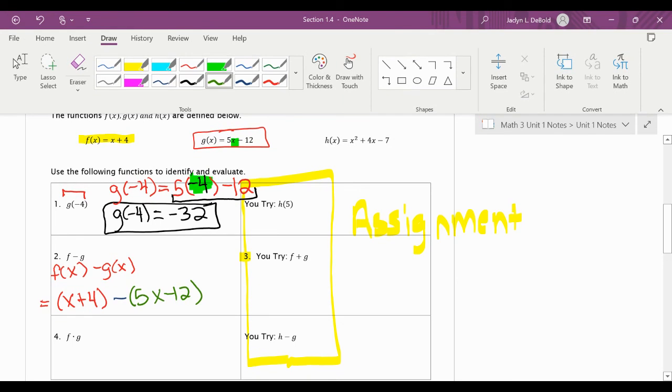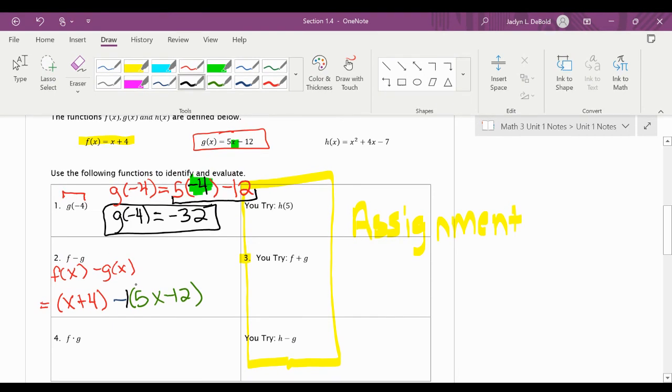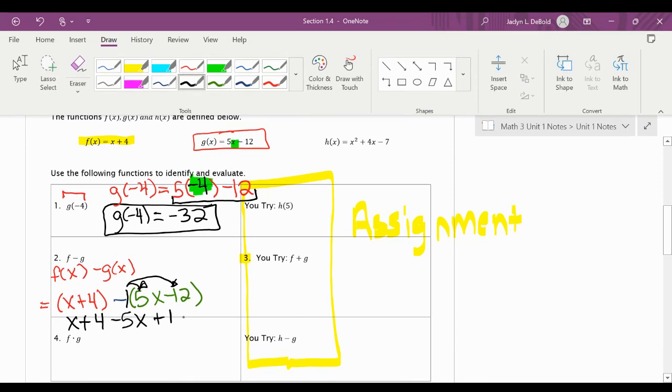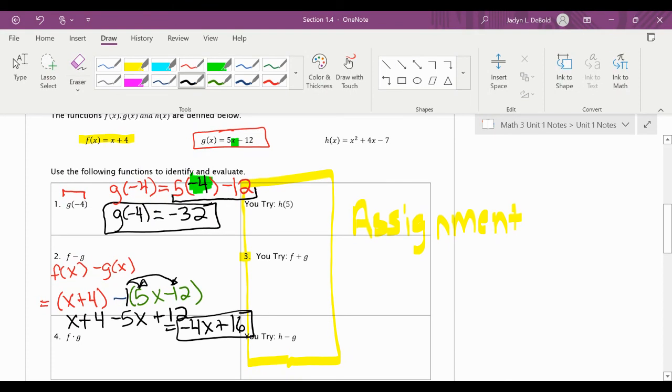So notice I'm using a parenthesis, just so you remember, these are just the basic rules from when you first learned algebra. You have to distribute that negative. So the whole expression is being subtracted, so you have to distribute. And then you're just simply combining like terms. So you would get negative 4x plus 16. So when it asks for what's f minus g, you would tell me the answer is negative 4x plus 16.